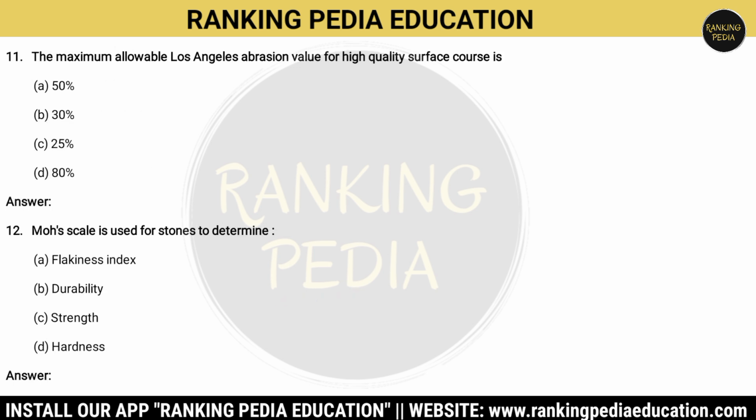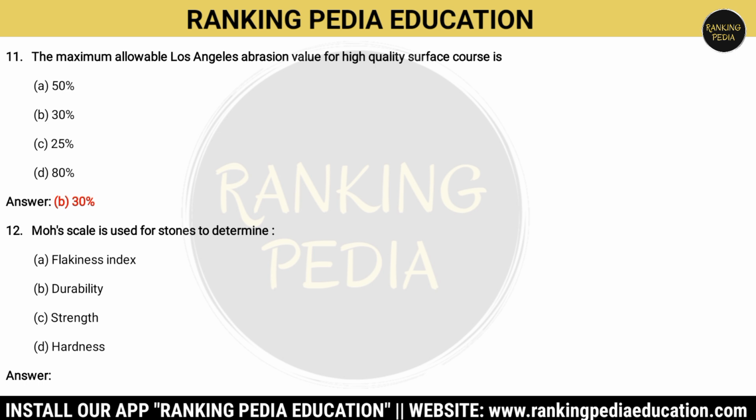Next question: the maximum allowable Los Angeles abrasion value for high quality surface course is. Your options are 50%, 30%, 25%, or 80%. So the maximum allowable Los Angeles abrasion value for high quality surface course is 30%. A maximum value of 40% is allowed for WBM base course. So which one is the correct option? Option number B, that is 30%.